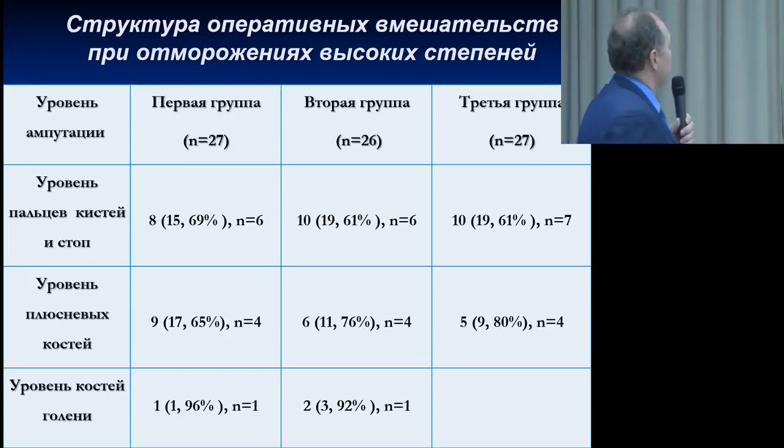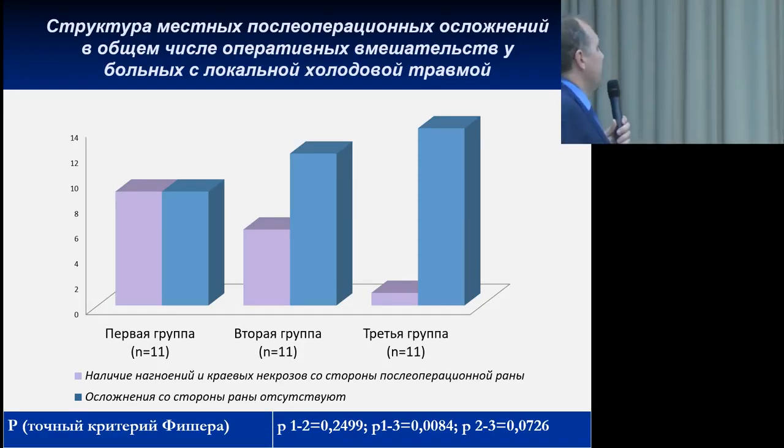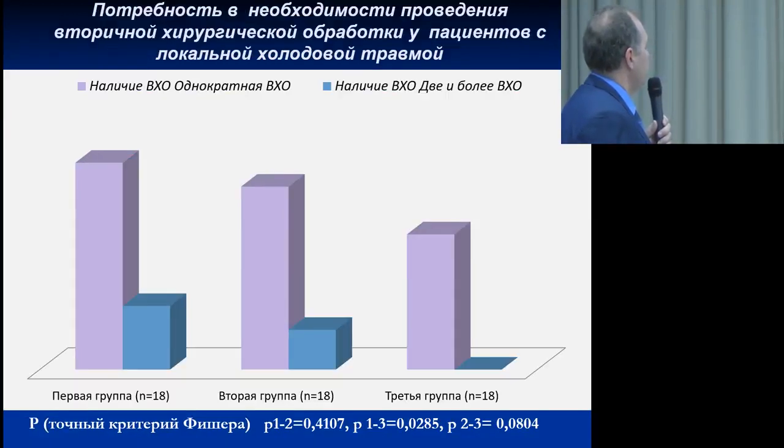Whenever necessary, surgeries were performed on these patients, and the first group had the highest number of amputations, which were receiving the traditional treatment. There were fewer complications in terms of the wounds when the ozone therapy was given.